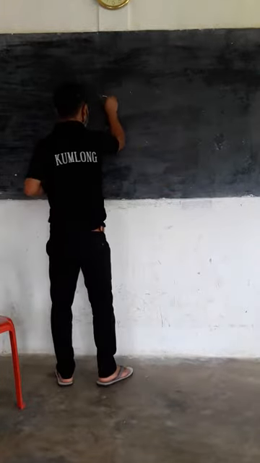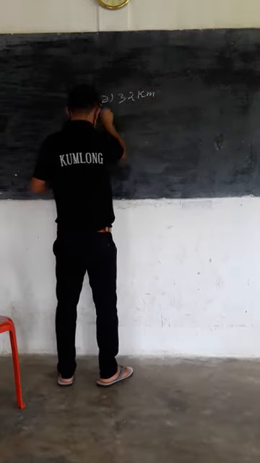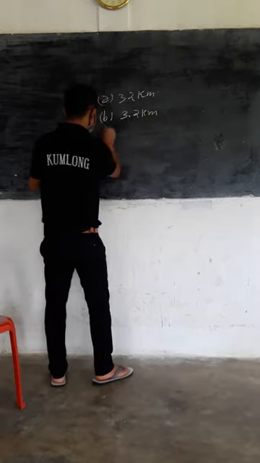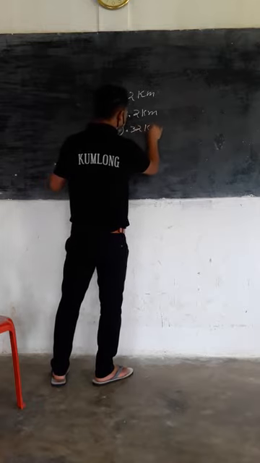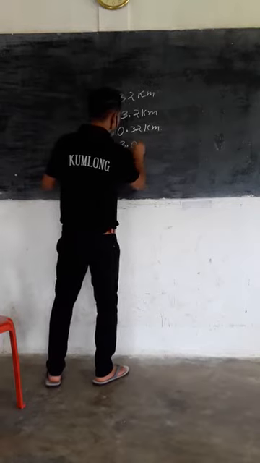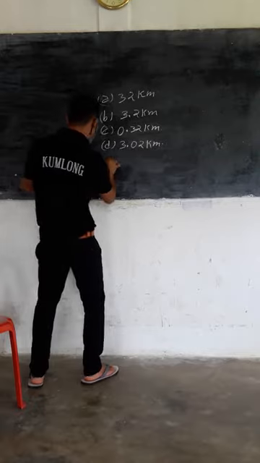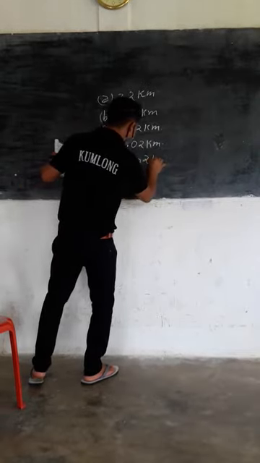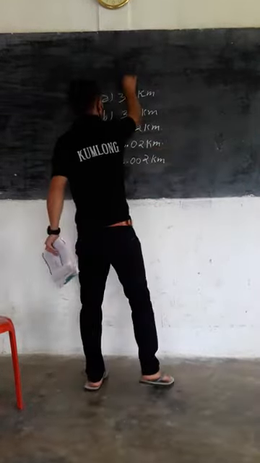First one, question number A is 32 kilometer. Question number B is 3.2 kilometer. Question number C is given as 0.32 kilometer. Question number D, 3.02 kilometer. Question number E, 3.002 kilometer. And in the next part, this is the A part.